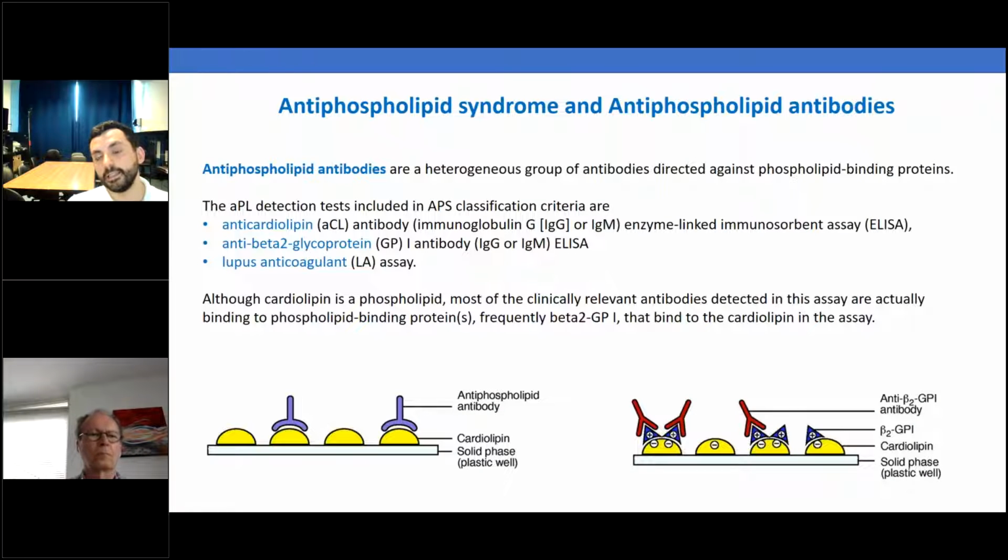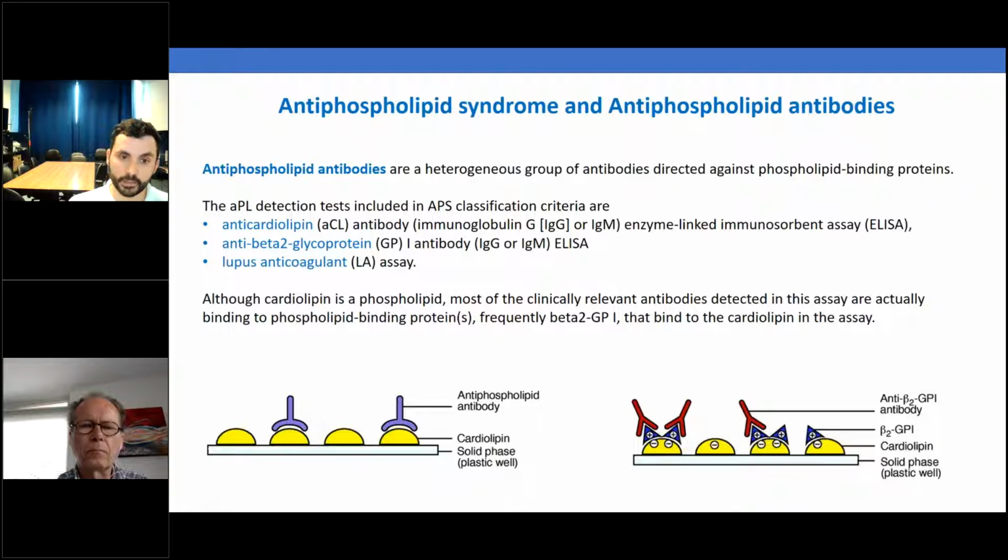However, when saying this, one consideration is noteworthy. Thrombosis and pregnancy morbidity are very frequent events in everyday clinical practice. Still, antiphospholipid syndrome might be considered a rare disease because it's crucial to identify the role in this clinical setting of the antiphospholipid antibodies. What are these antibodies? These antibodies are a heterogeneous group of antibodies directed against phospholipid binding proteins. The current classification criteria identify three of these antibodies, and at least one of those has to be persistently positive when thinking about this syndrome.